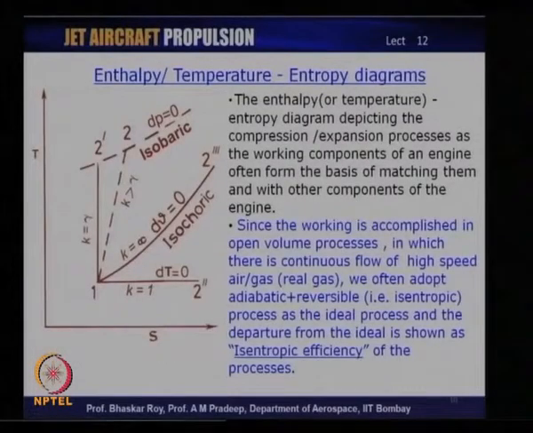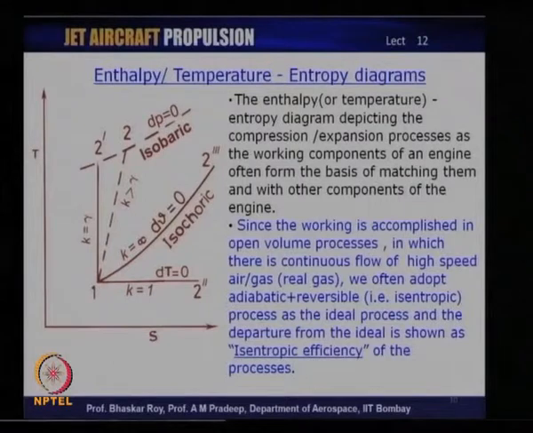Now, if we look at the TS diagram, or more appropriately the temperature entropy diagram, which can also be referred to as the enthalpy entropy diagram, in the sense that the enthalpy entropy and the temperature entropy diagrams look exactly the same, except that in one case the y axis is enthalpy and in the other case the y axis is temperature. In both cases the x axis is entropy.